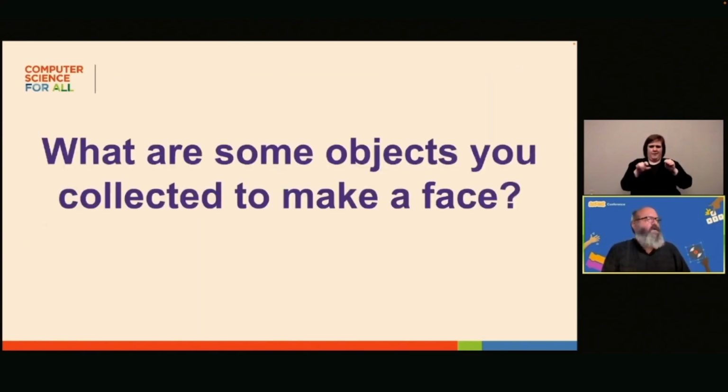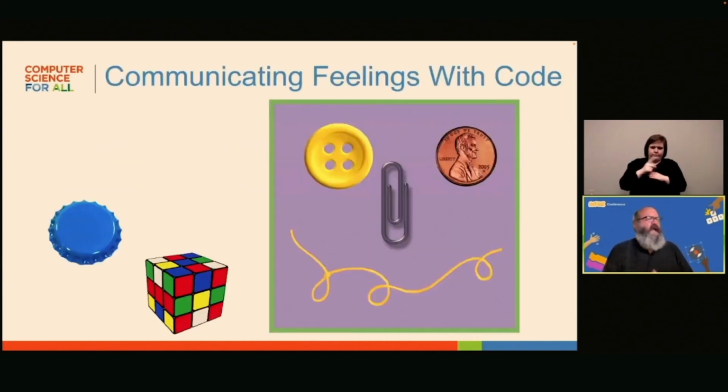So, we've already talked about this, but what are some of the objects that we collected to make the face? And again, people are using a protractor. That's great. I love seeing that in the chat. Great. And then you can arrange them around and come up with different faces. And again, just an example of a digital version of this.